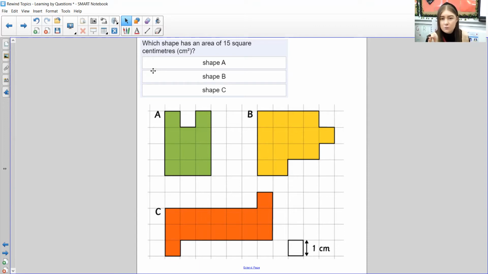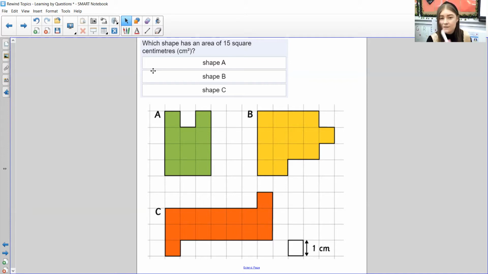Okay, so for this one, remember, it's not a regular shape, but you are still counting the squares. We can't multiply for this one because it's not an array. It's not a perfect array, okay? So you are going to need to count. So I'd like for you to have a pause, count, and then tell me which shape has got 15 centimeters squared.